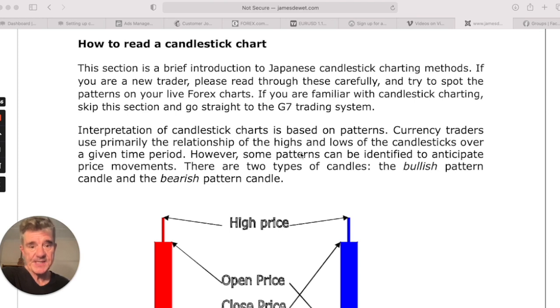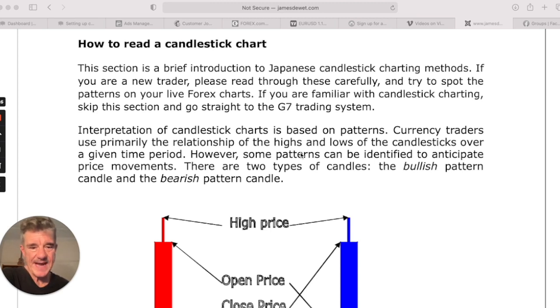Interpretation of candlestick charts is based on patterns. Currency traders use primarily the relationship of the highs and the lows of the candlesticks over a given period of time. However, some patterns can be identified to anticipate price movements. So what we're talking about here is looking at price action or price movements which have already happened or are currently happening to try and anticipate what may happen in the minutes, hours, and days to come. That's what we just said.